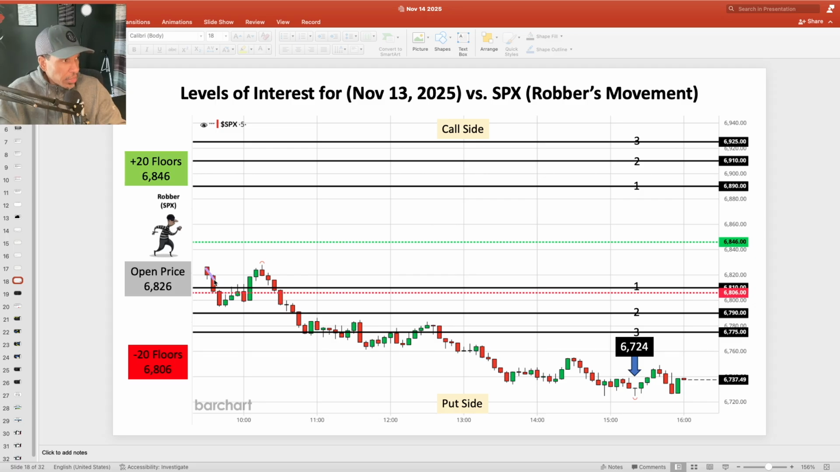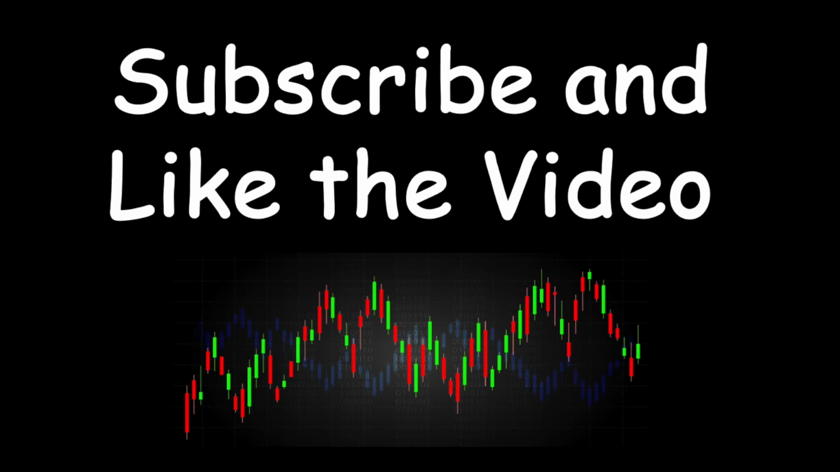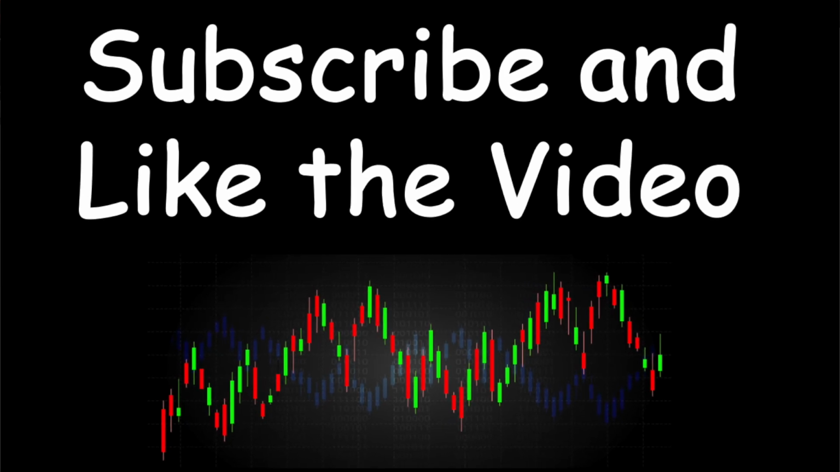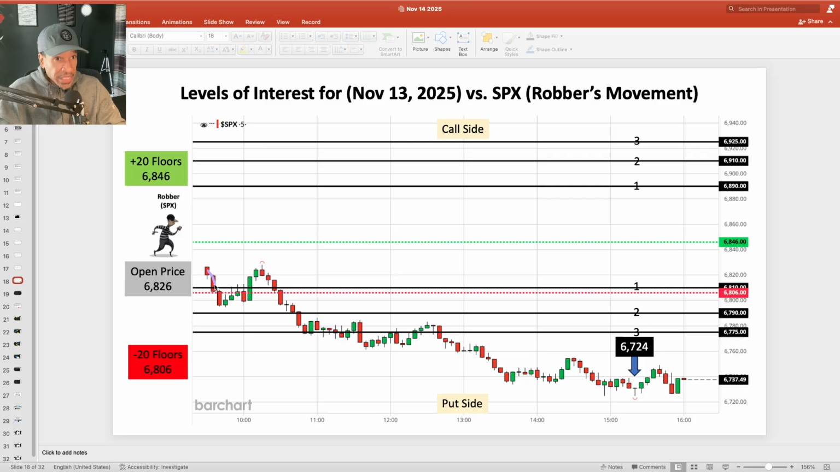On Thursday, this here's a 5-minute chart that you're looking at, so each candlestick represents 5 minutes worth of price action. The SPX actually dropped when the market opened. It breached level 1 very early on, and it dropped 20 points below the opening price at around 15 minutes after the market opened. Now that's very early in the trading session.